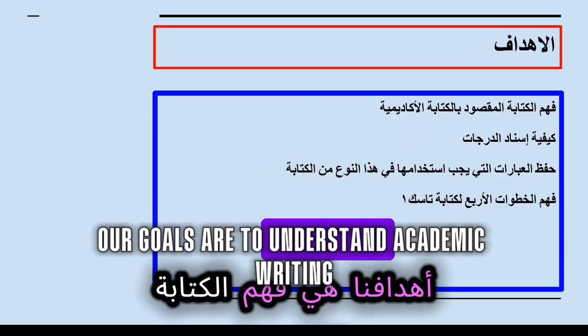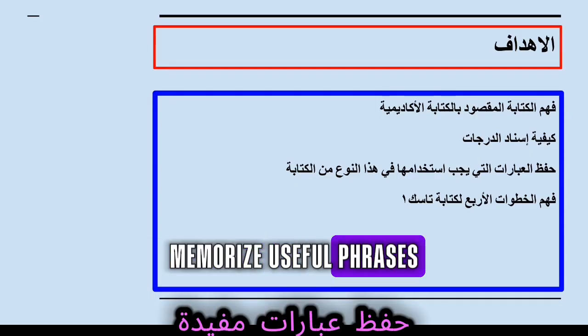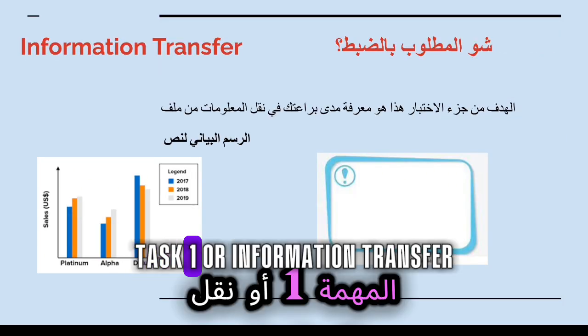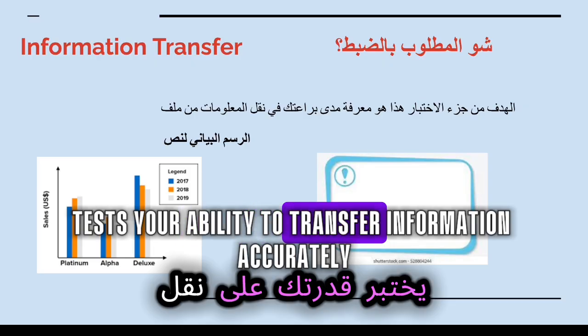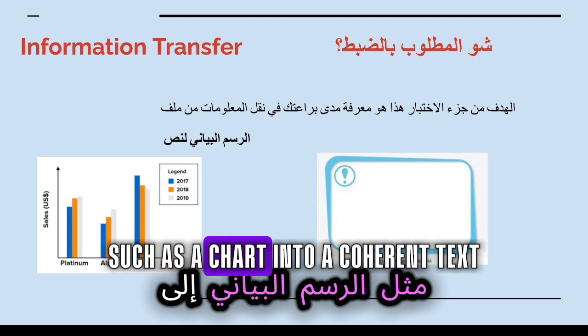Our goals are to understand academic writing, learn how scores are assigned, memorize useful phrases, and understand the 4 steps for writing Task 1. Task 1, or Information Transfer, tests your ability to transfer information accurately from a graphic representation, such as a chart, into a coherent text.